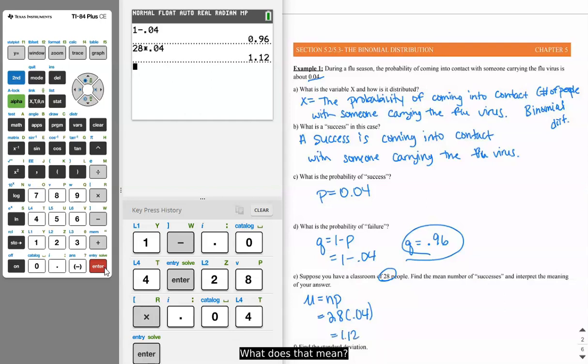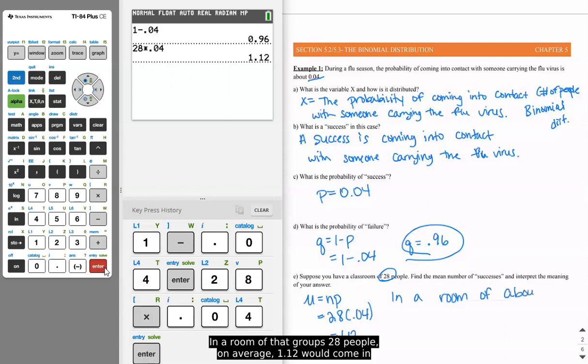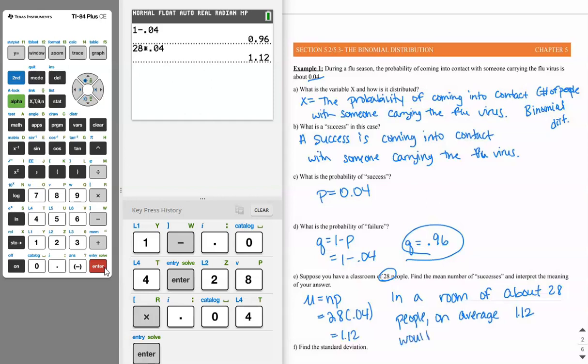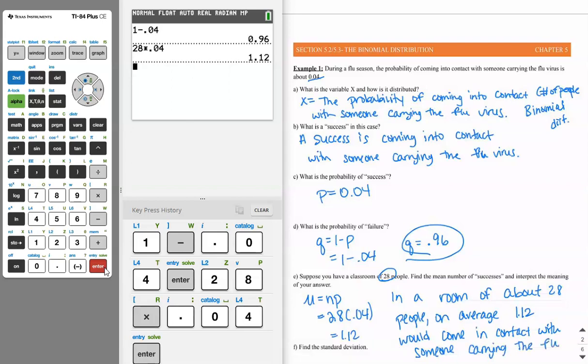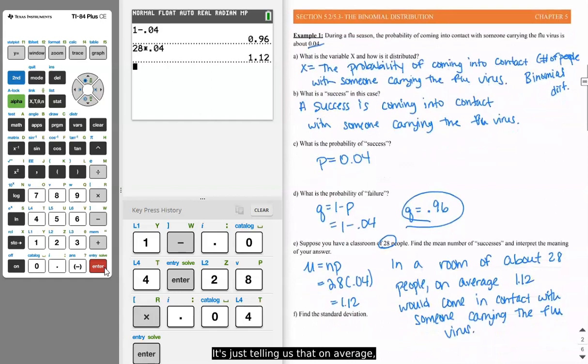So what does that mean? Let me start off a little bit differently. In a room of about 28 people, on average, 1.12 would come in contact with someone carrying the flu virus. So it's just telling us that on average, we'd expect 1.12 people to come into contact with the flu.